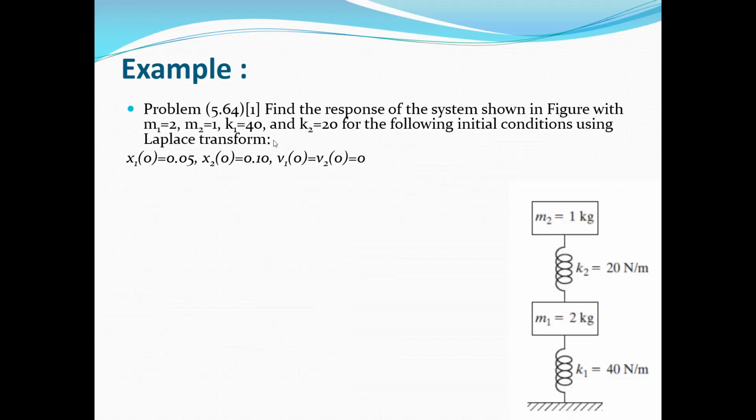Okay, the next example, here we have a system without any external force. We want to find the response of this system with these numerical values subjected to an initial condition. According to the initial condition, the initial velocities are 0, but the initial displacements for x1 and x2 are 0.05 and 0.1 respectively. So we can extract the equation of motion, and again we want to use the Laplace transform.